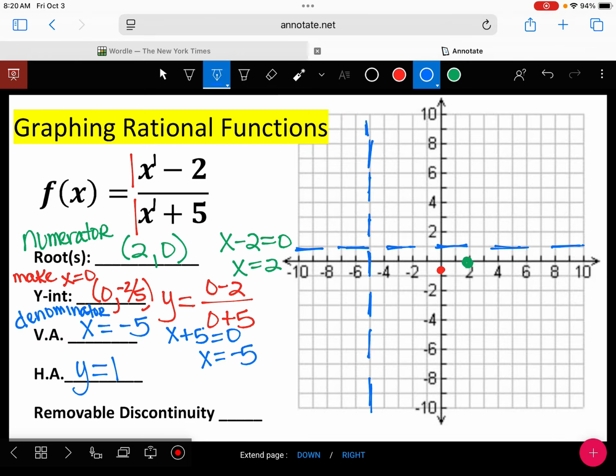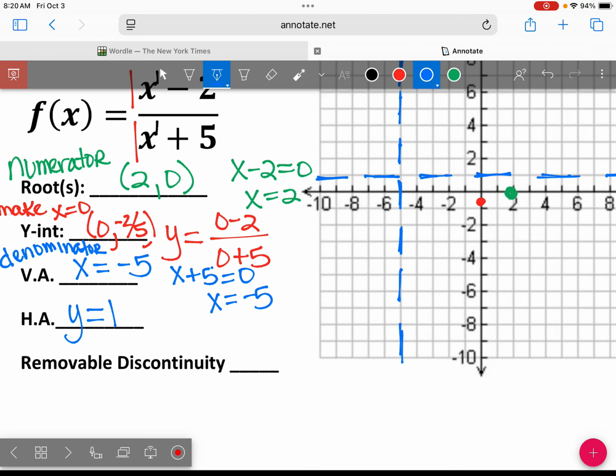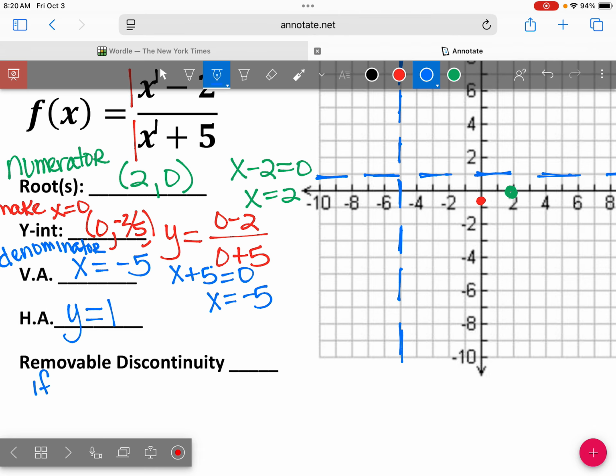And then we just have our removable discontinuity. So you're only going to have a removable if a factor cancels. And we don't have a quadratic. So we don't have that in this example. So that's NA. So we don't have any quadratic. So you would have to have a quadratic over a quadratic to possibly have one. But this one, we don't have that. So we don't have to worry about that. So we only have 2 points.